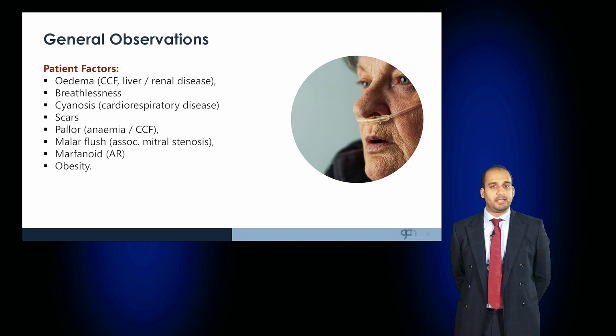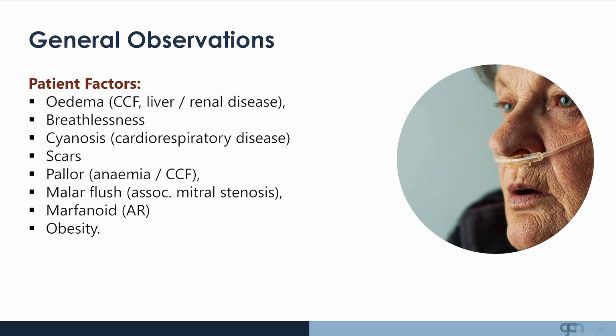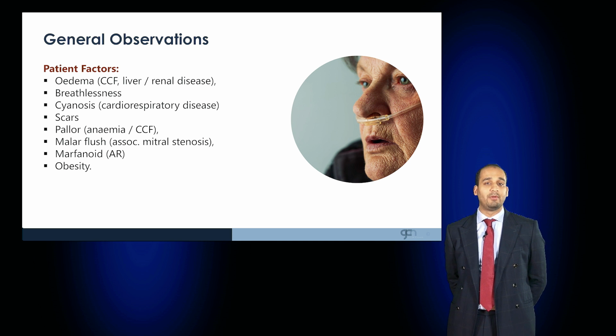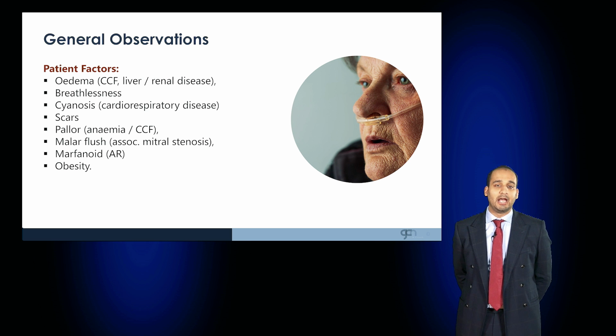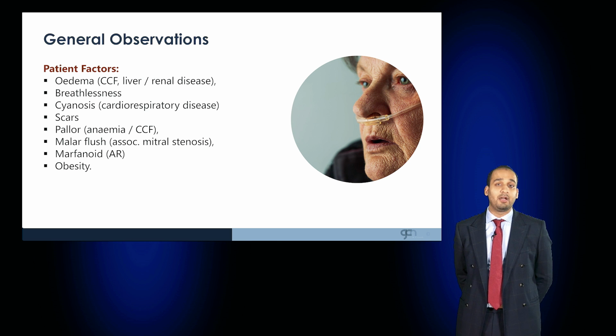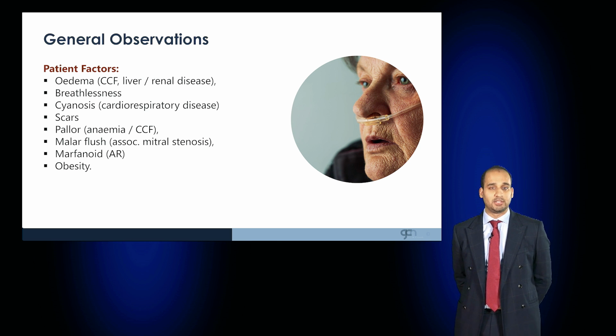And then observe the patient. Do they appear edematous? Edema can result from congestive heart disease, from liver or renal disease. Do they appear breathless or cyanosed? Are there any visible scars? Do they appear anemic? Is there a malar flush, a redness of the upper cheeks? Are they obese or do they appear syndromic? In particular, Marfan's syndrome is associated with aortic regurgitation.